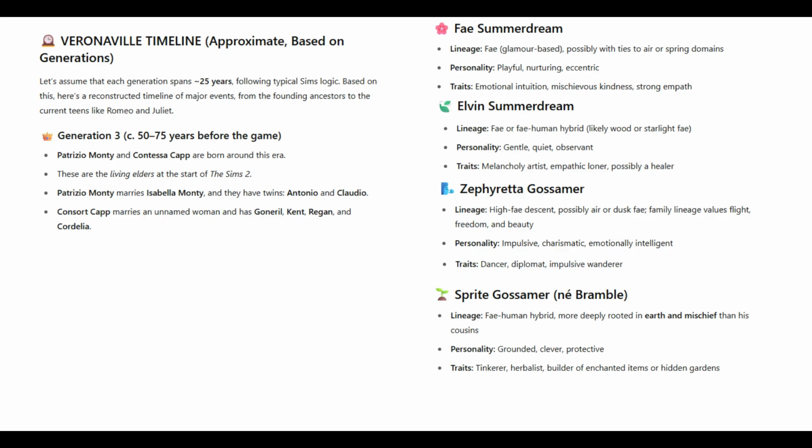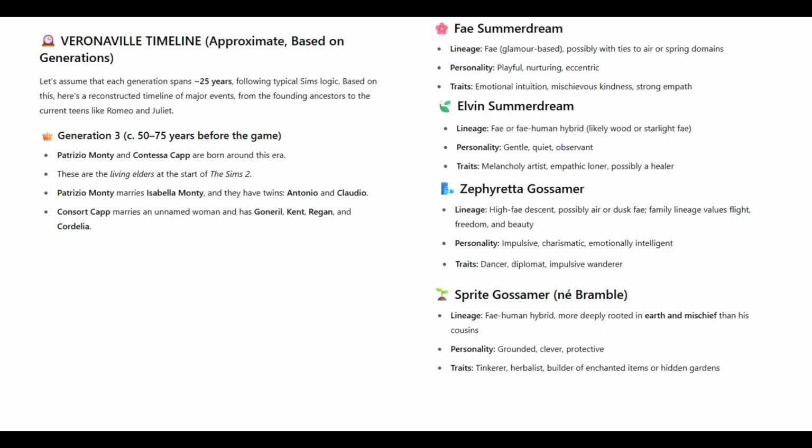Alvin Summergene's most likely a Fae or a Fae human hybrid. I'm just gonna go with the Fae. Likely of Wood or a Starlight Fae. His personality was most likely around gentle, quiet, and observant. The traits he most likely had was a melancholy artist, empathic loner, possibly a healer, and I can also see that and how Titania would inherit that.